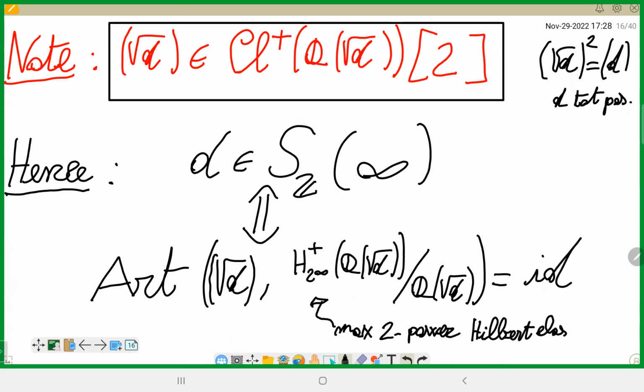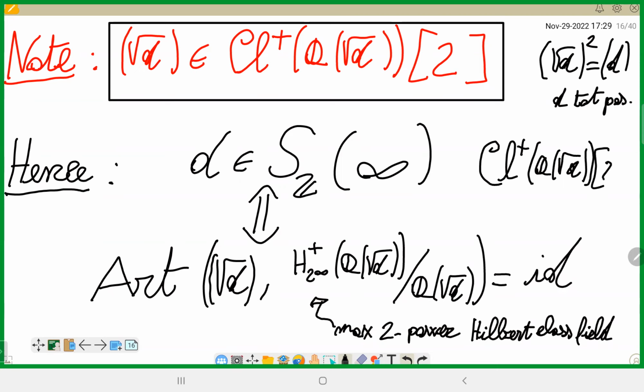So essentially what I'm saying here is that the only part of the class group that matters for this problem is the so-called to infinity, the classes in the class group that are killed by some power of 2. All right, so this is going to be absolutely crucial for what I'm going to say.